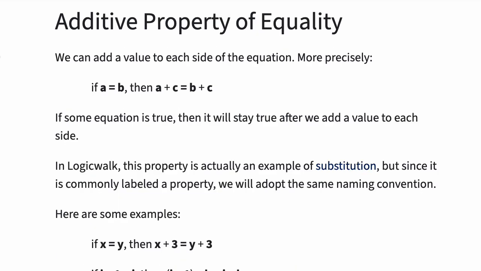The additive property of equality allows us to add a value to each side of an equation. More precisely, if a is equal to b, then a plus c is equal to b plus c. If some equation is true, then it will stay true after we add a value to each side. In Logic Walk, this property is actually an example of substitution, but since it is commonly labeled a property, we will adopt the same naming convention.